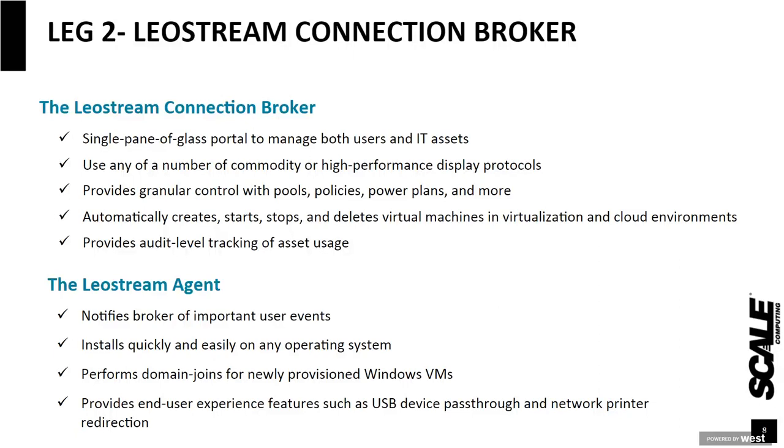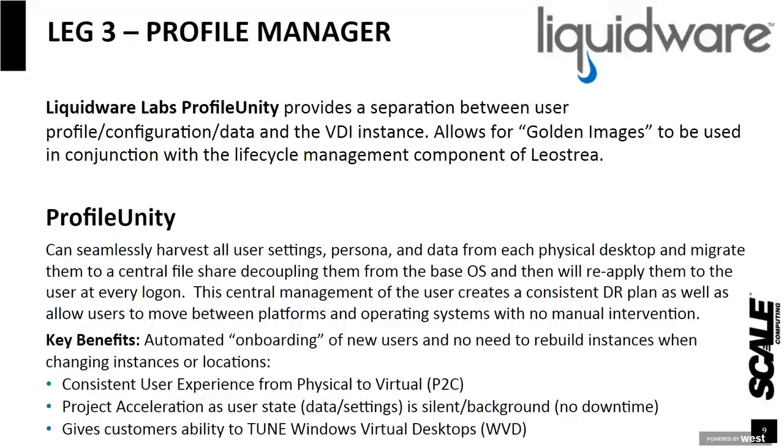The last point I'll make just quickly is that the agent is also responsible for Leostream's last mile and user experience features, so attaching network printers to the remote VM based on the location of the user's client device, and also allowing you to control USB device pass-through so you can specify which types of devices users can or cannot pass through. So that's where I'll end Leostream. Obviously, you'll see it in the demo, and we can answer more questions there, but for now, I will pass it back to Alan. Thanks, Karen.